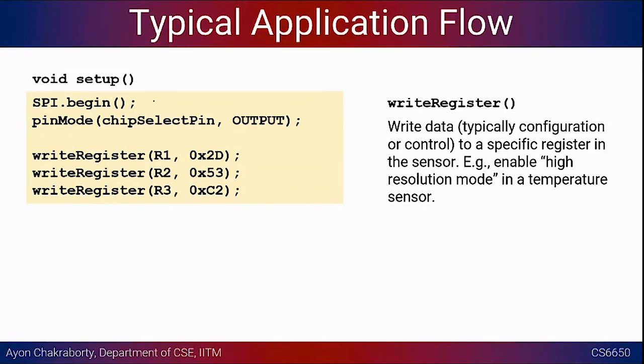So first, in the setup, we are doing two things. We are beginning the SPI interface by calling spi.begin, and then the chip select pin, or the chip enable pin, is to be set as output, because as you saw, CE, the chip select pin, is controlling the selection of the slave devices.